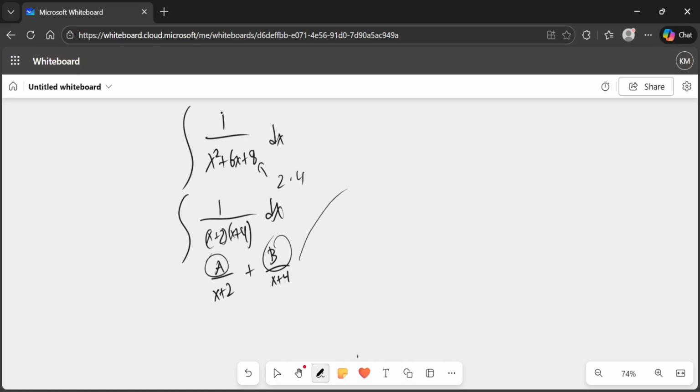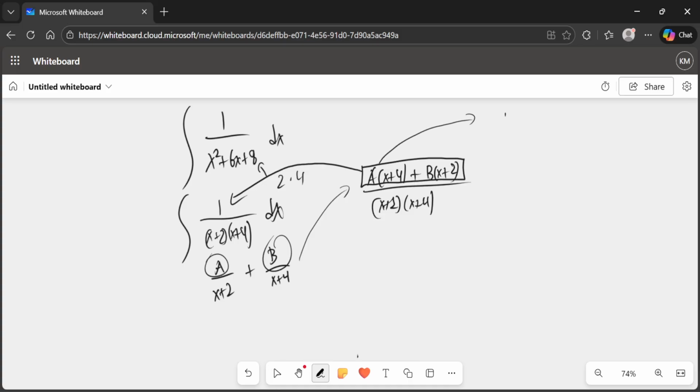Well, we can create a system of equations from this. If we add these together, we'll get a/(x+2) + b/(x+4)... I just combined the terms, put it all over 1. Okay, so I want to know if there's any way this can equal 1. Let me just expand this out first. Ax + 4a + bx + 2b equals 1.